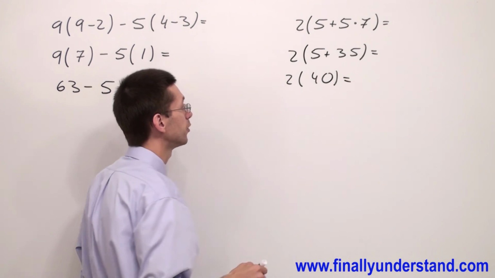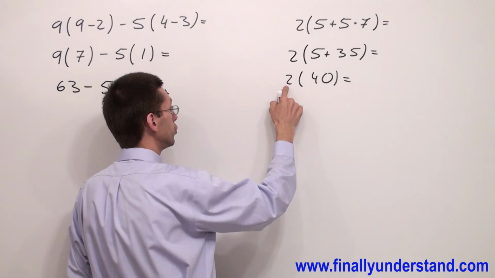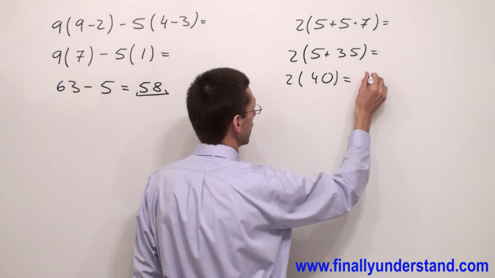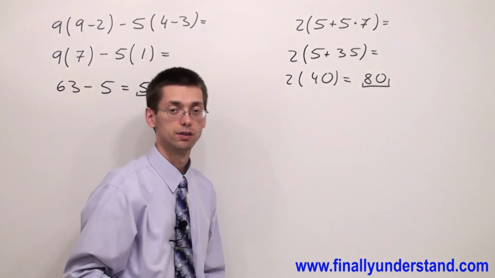Equals. Now I can perform multiplication. 2 times 40 is equal to 80. And this is the solution to my second problem.